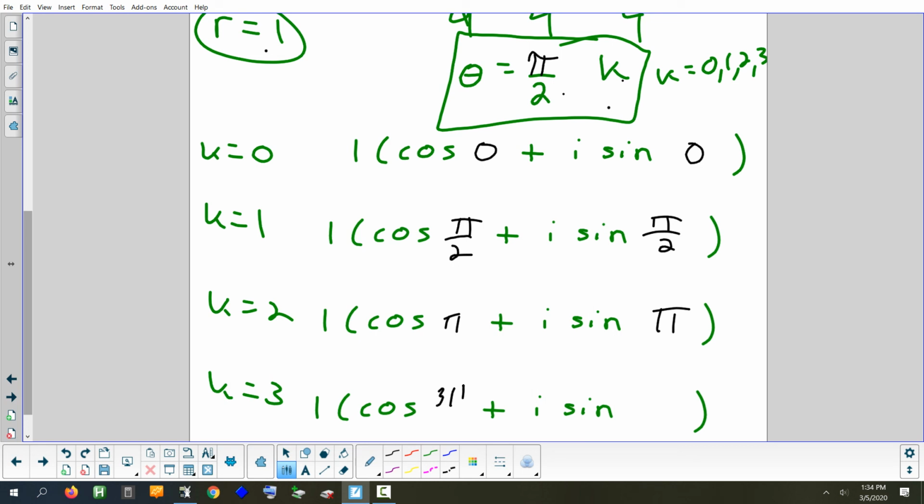3 pi over 2. And are those trig form or standard? Trig. They're all trig. How would you get it in standard if that's what they wanted? 1 times cosine, that would be your real. And 1 times sine would give you your imaginary because the i is next to sine. Those are the answers in trig form.